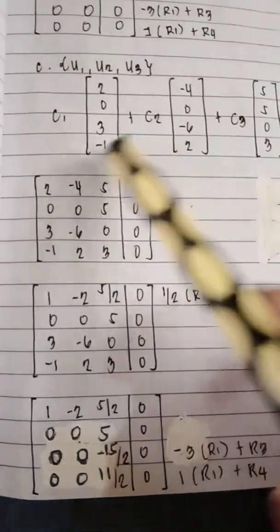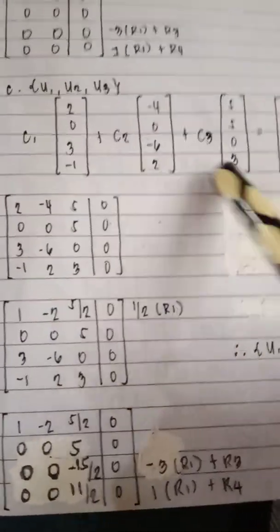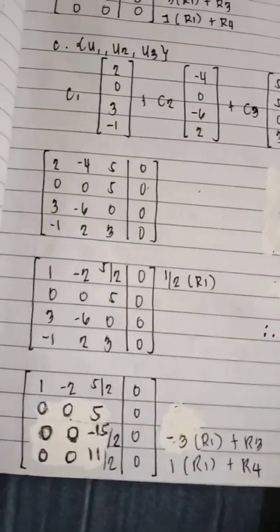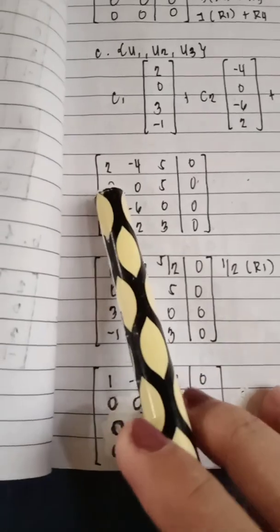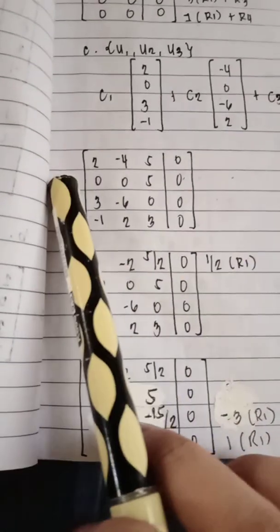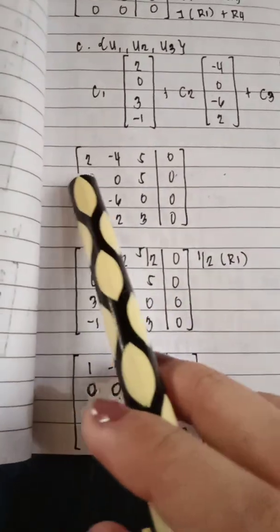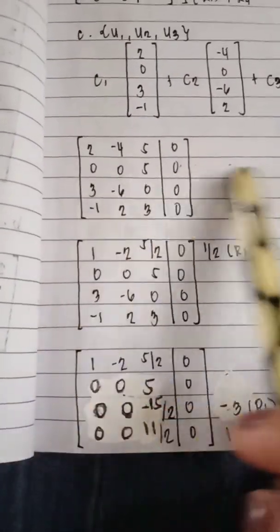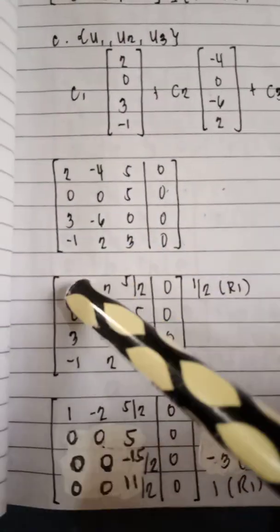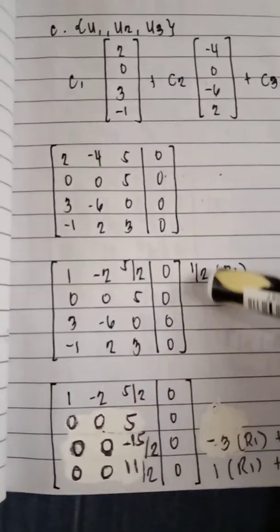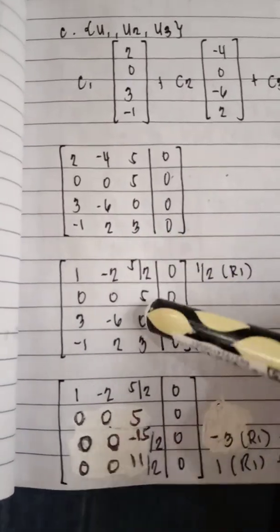So, U sub 1, U sub 2, and U sub 3, we augment with 0, 0, 0, 0. So first, what we will do is, since our first number is 2, to make this 2 into 1, we will use the formula 1/2 times R1. First, we will just copy row 2, row 3, and row 4. So 1/2 times 2 is equal to 1. 1/2 times negative 4 is equal to negative 2. 1/2 times 5 is equal to 5 over 2.